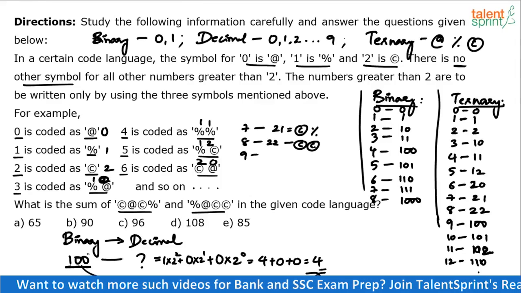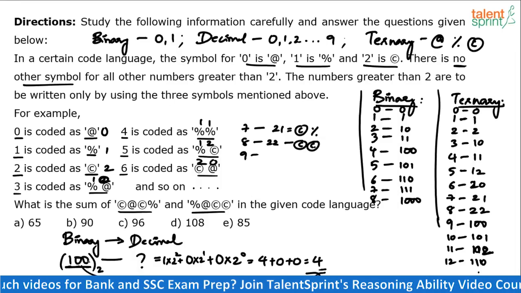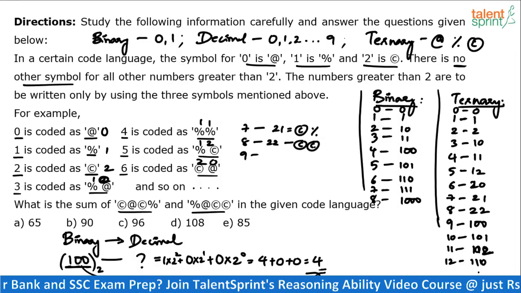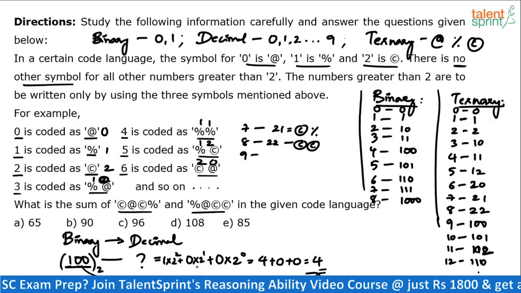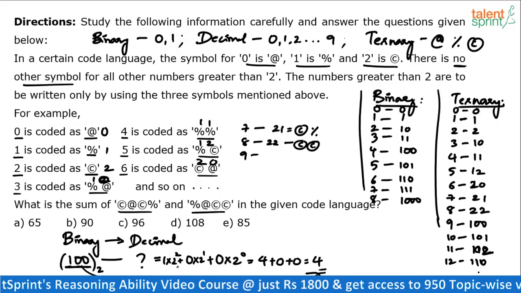100 is converted to decimal number 4. Because the base here is 2, you take 0 in the unit place, multiply that by 2 power 0. This 0 in the tens place, multiply by 2 power 1. This 1 in the hundreds place, multiply by 2 power 2.